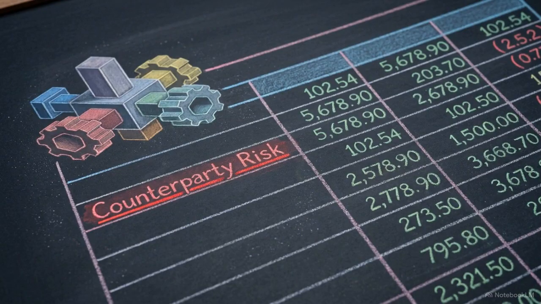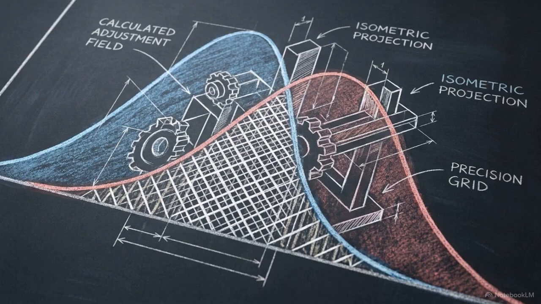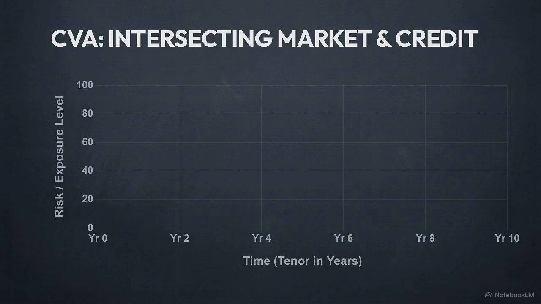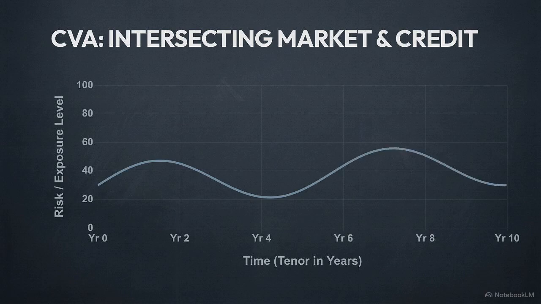Defining regulatory exposure is only the baseline. Banks also have to price this counterparty risk directly into the derivative's daily profit and loss. This requires a credit valuation adjustment, or CVA. This visualization shows CVA in action. It is the mathematical intersection of market risk and credit risk.